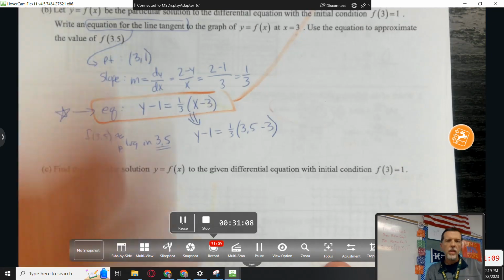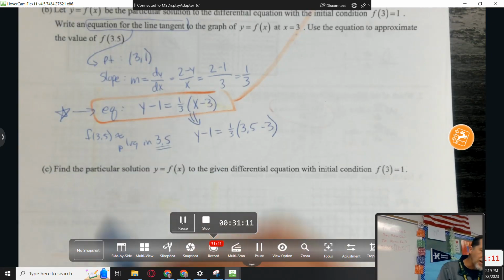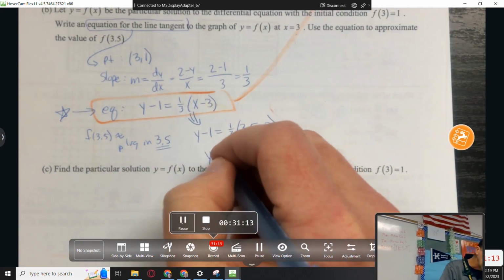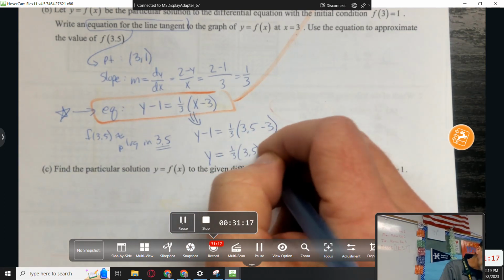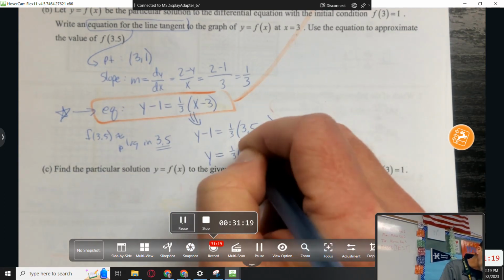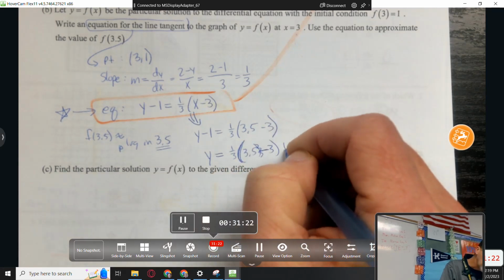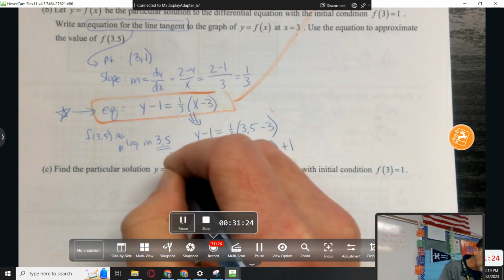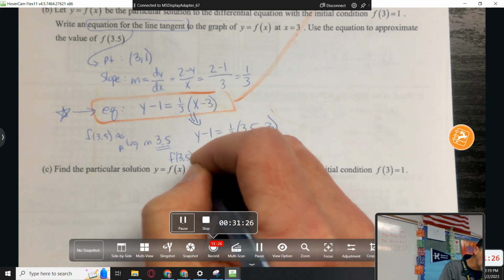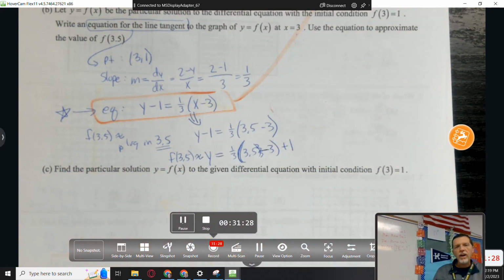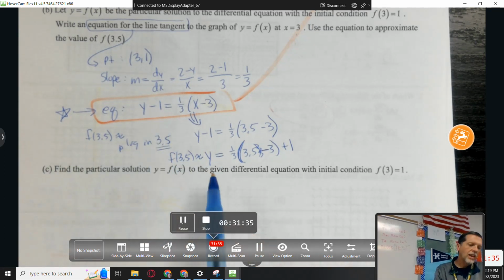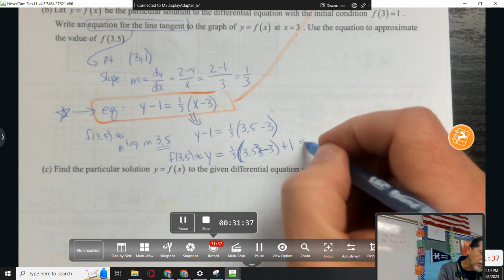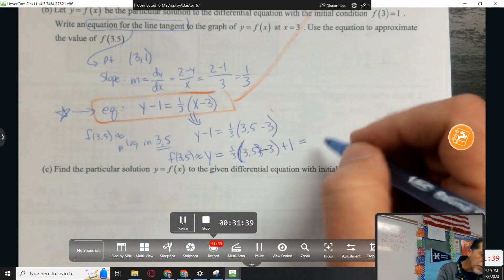I haven't solved for y, so it's not safe to stop yet. 1/3 times (3.5 minus 3), oops, pardon that parentheses there, plus 1. That's my approximation for f of 3.5. If we followed that tangent line, this would be the value of f of 3.5. And that's an acceptable safe stop.